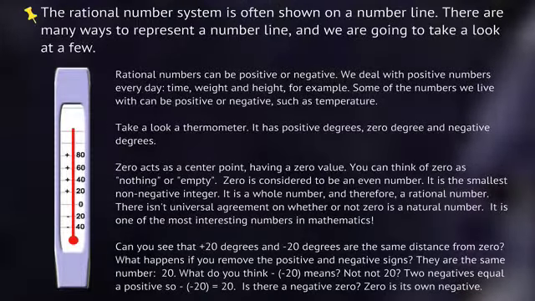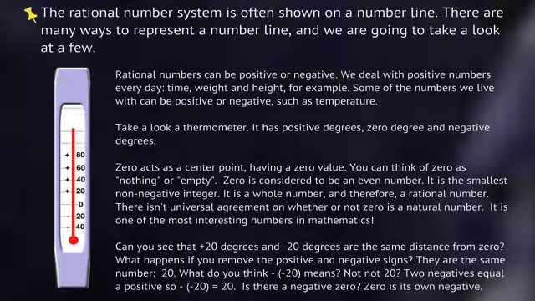The rational number system is often shown on a number line. There are many ways to represent a number line, and we're going to take a look at a few. Rational numbers can be positive or negative. We deal with positive numbers every day. Time, weight, and height, for example. Some of the numbers we live with can be positive or negative, such as temperature.